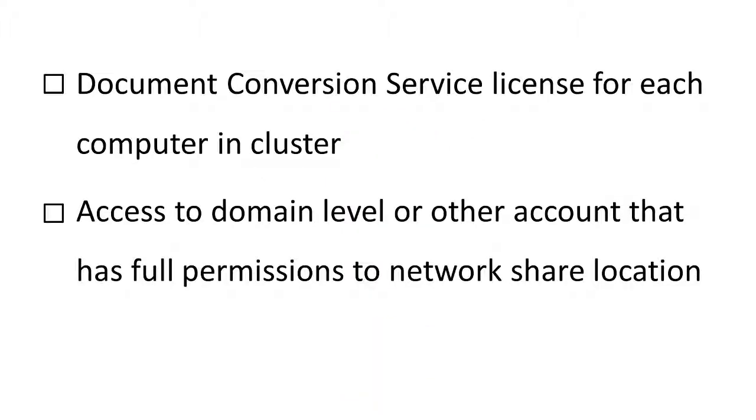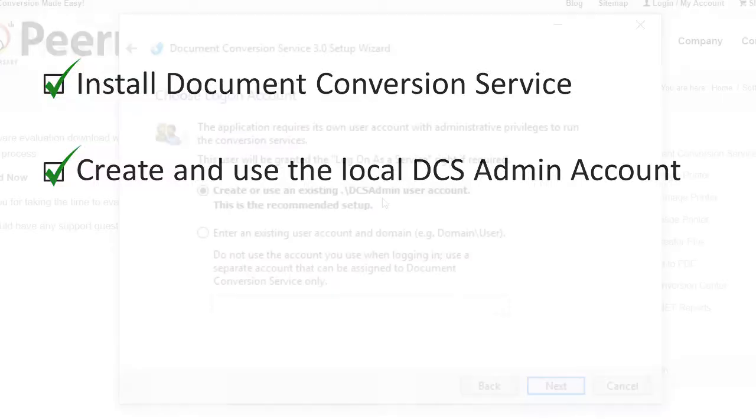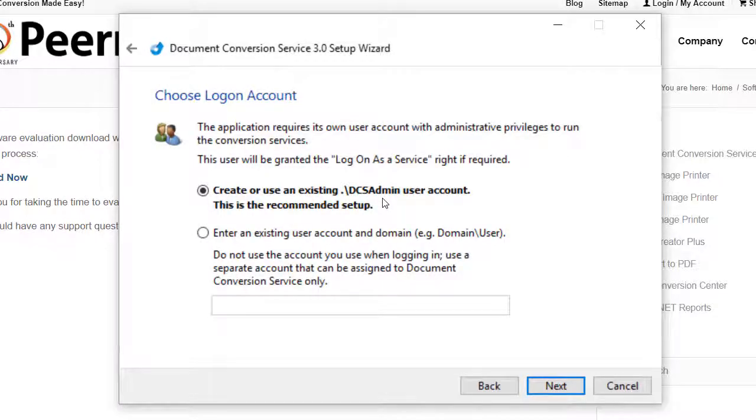Before you begin, make sure you have the following: a Document Conversion Service license for each computer in your cluster, and access to a domain level or other account that has full permissions to the network share location. You will need to perform the following steps for each computer or node that you want in your cluster. Install Document Conversion Service, and when prompted for the logon account, allow the install to create and use the local DCS admin account. For details on installing Document Conversion Service, see our DCS install video, the first video in our Getting Started series.